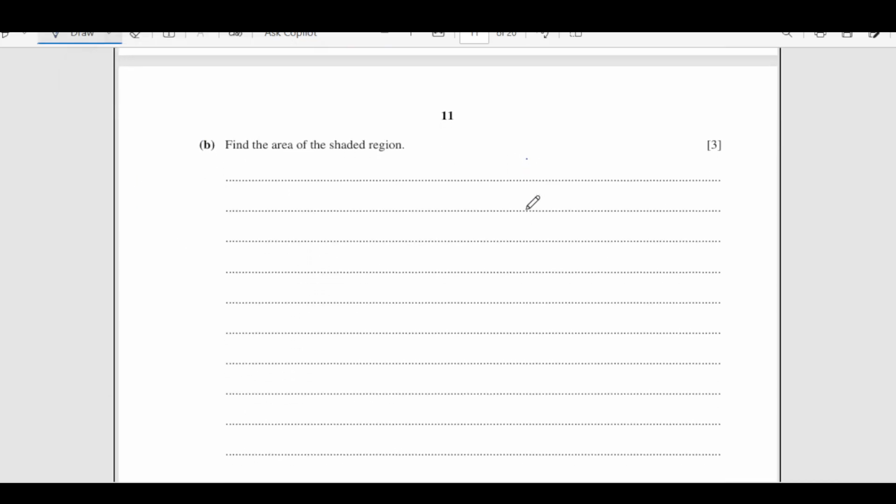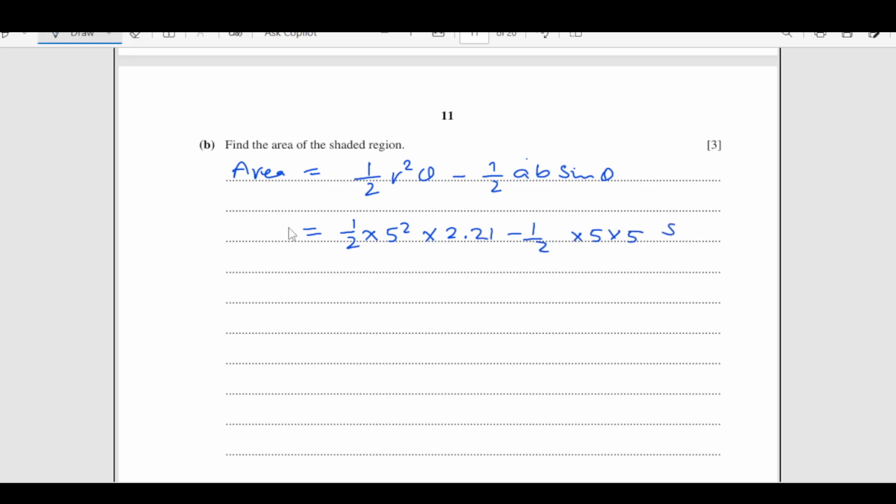The required area of the shaded part is going to be half r squared theta minus the area of the triangle, which is half AB sine theta, right. Half, radius is 5 squared, theta we got 2.21, minus half AB, the radius on both sides is the same, and the sine of 2.21. Just plug in all these values in the calculator, you are going to get 17.7 centimeters squared. So that's it for this question.